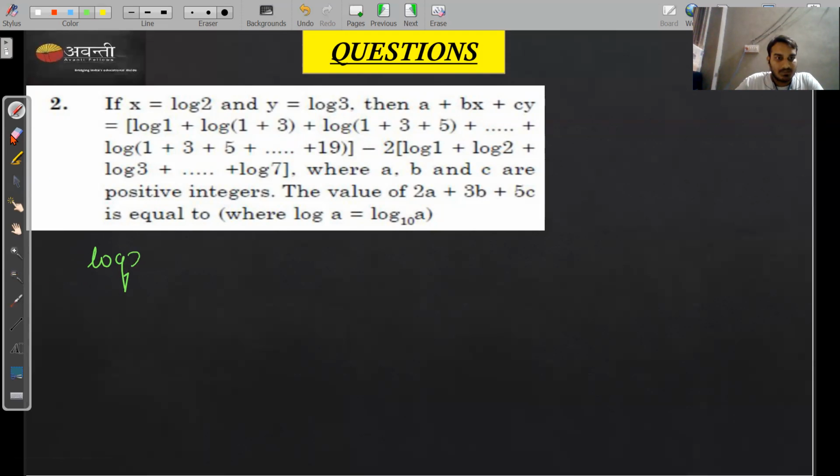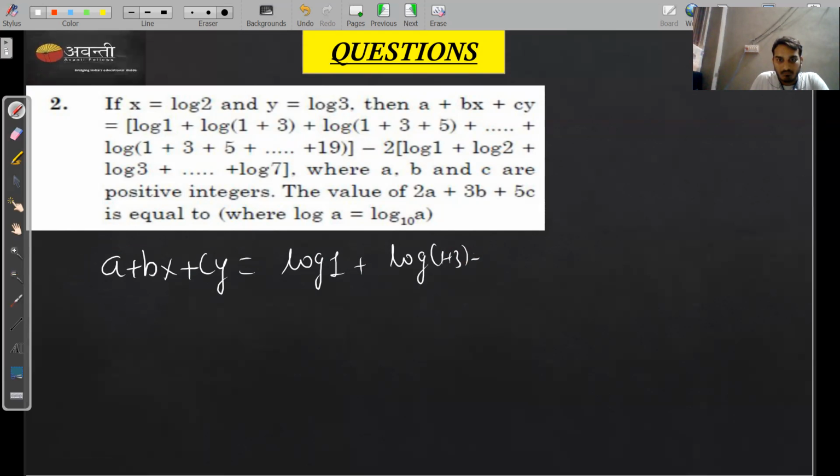Okay, so let's start. What is the question saying? The question says a plus bx plus cy is equal to log 1 plus log 1 plus 3 up to log 1 plus 3 plus 5 plus up to 19, right?